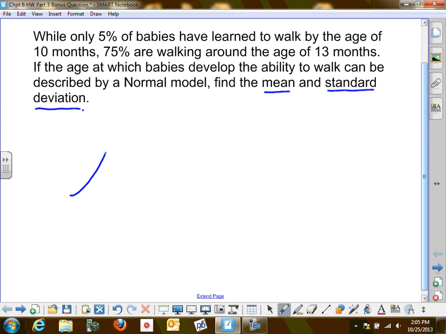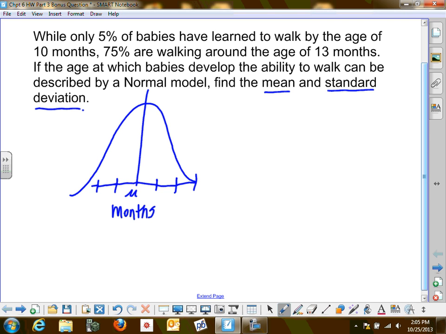So the first one, first of all, this is a problem about the age of the babies in months before they walk. And so what we do not know is what's the average, and we also do not know what's the size of this standard deviation. How varied is the data? Okay, so we're just going to kind of get ourselves a picture going there. The first information that we got is that 5% of babies have learned to walk by the age of 10 months. Okay, so somewhere in there, I'm going to be putting a line, and that's going to represent 10 months.